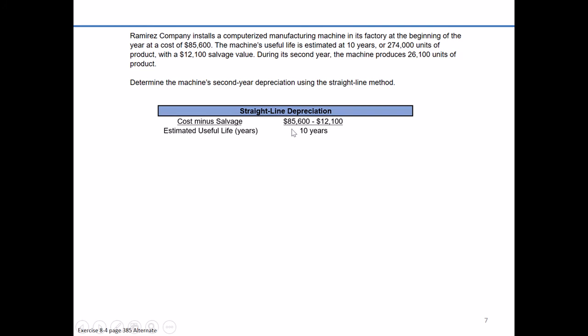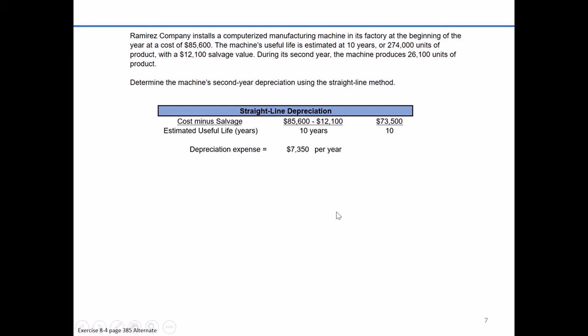So if we take $85,600 in cost minus a salvage value of $12,100, we get a total depreciable cost of $73,500. That's the total amount of costs we want to allocate to expense over those 10 years. Divide that by 10, and we get an annual depreciation expense for each of the 10 years of $7,350 per year. The key to straight line is it's going to be the same amount of depreciation for each full year over the next 10 years.